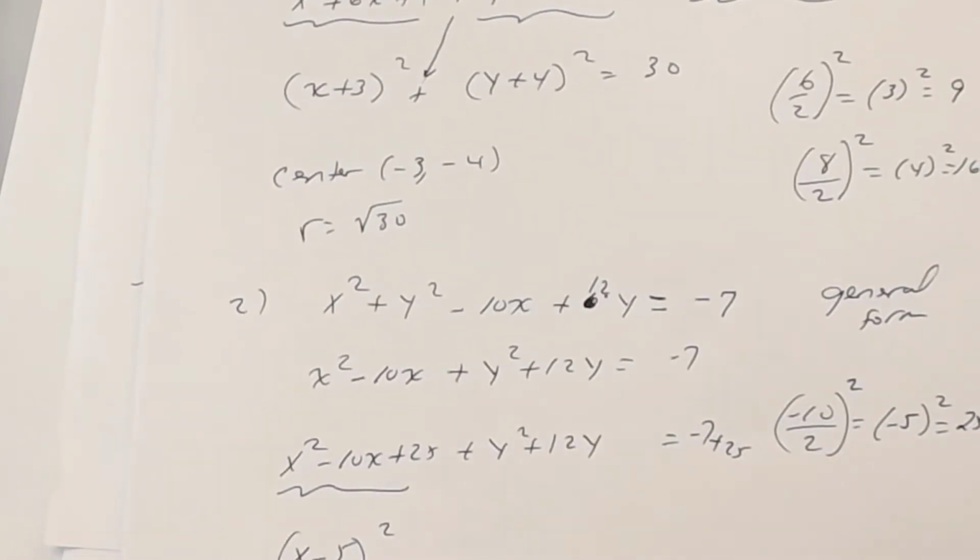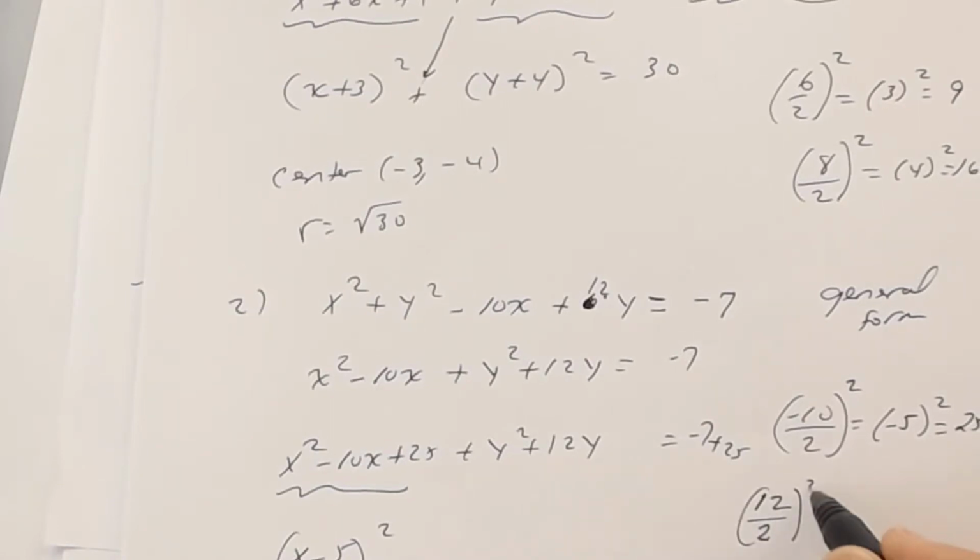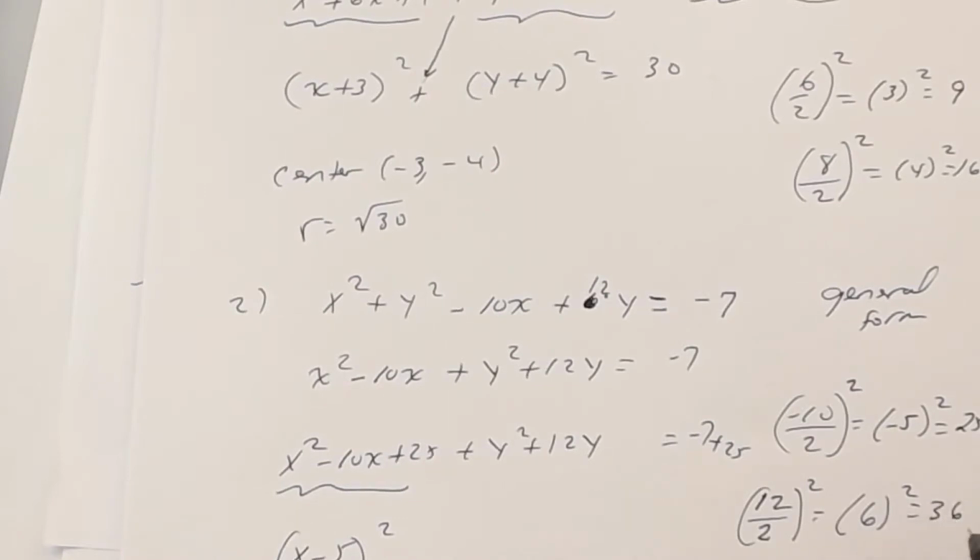What's the process? Take the coefficient of y, which is 12, divide by 2, and square it. So that's 6 squared, which is 36. So I add 36 to both sides, right? So now, don't forget the plus symbol. Don't forget to rewrite, say plus right here.